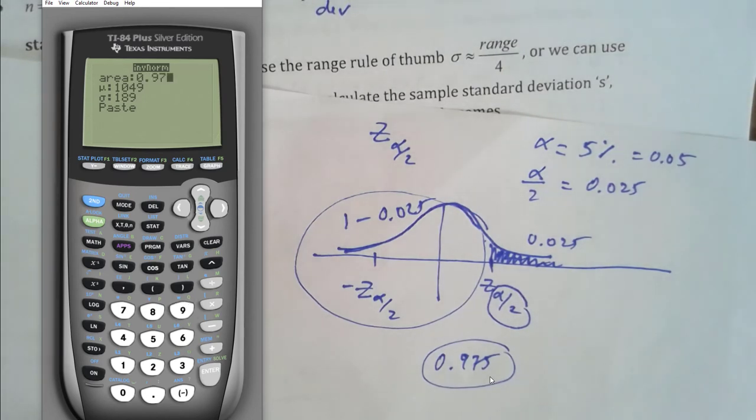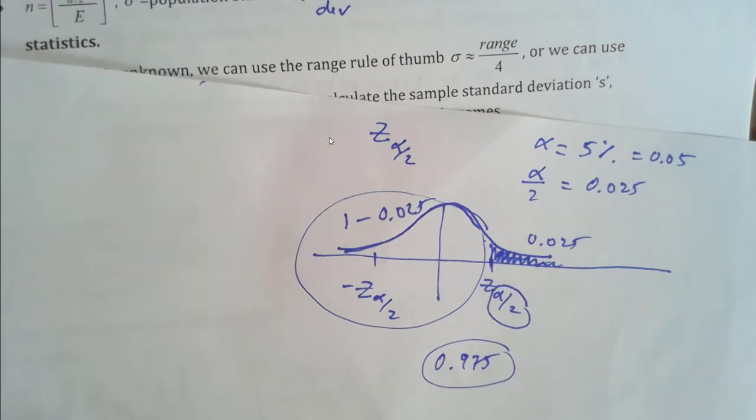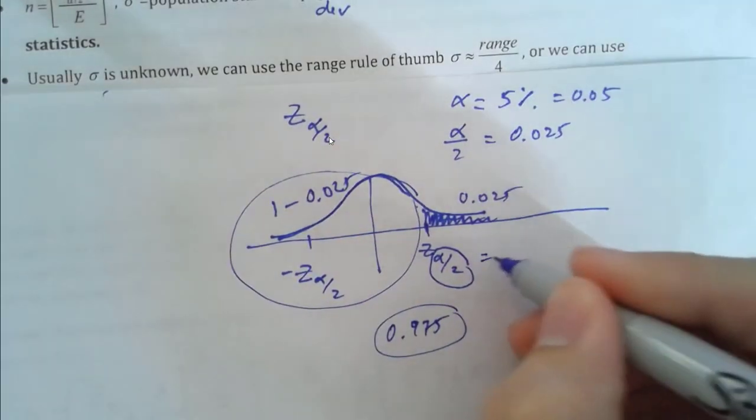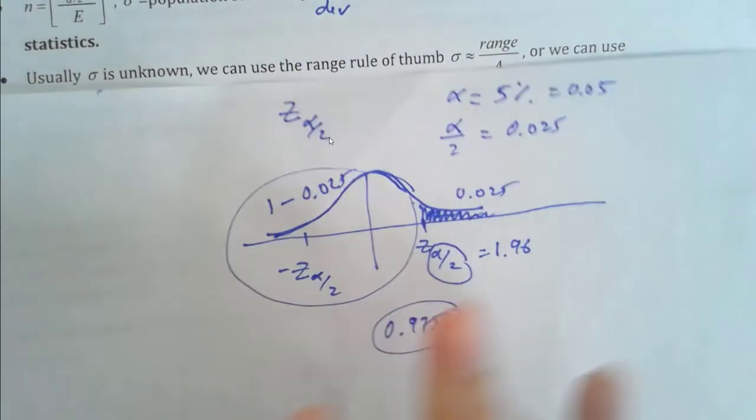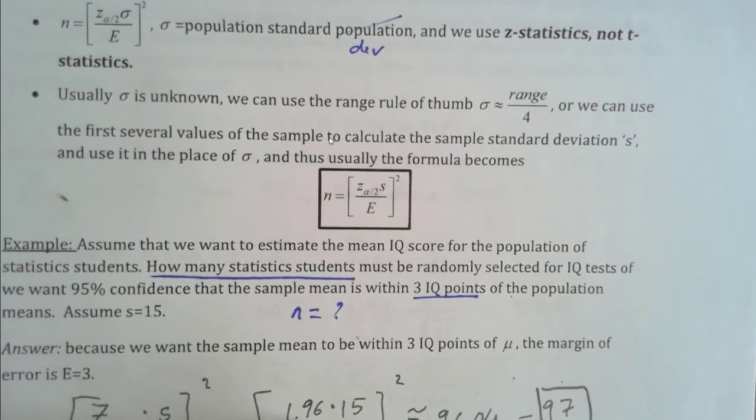0.975. And then the mean, again, this is the z scale, so the mean should be 0, and the standard deviation is 1. And we paste everything into the invNorm function, and that should give me 1.96. That's why I got 1.96 for z alpha over 2. This point right here is 1.96, which is what I got over here.